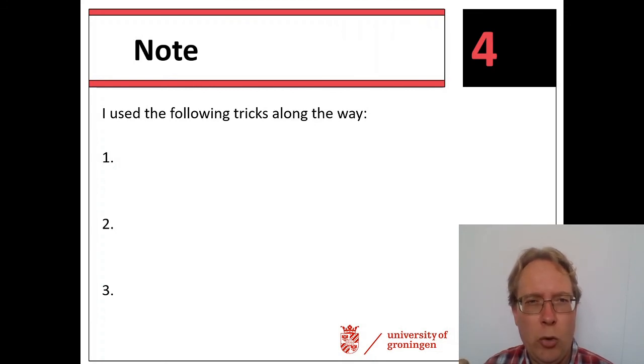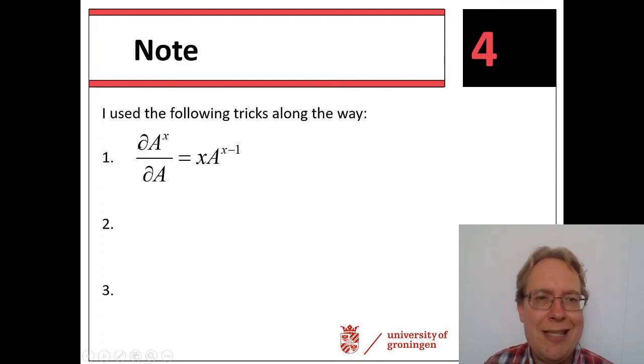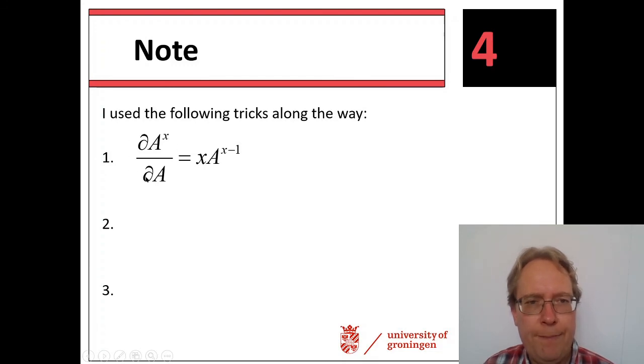If you could not follow all the mathematical steps along the way, here are the ones that I used. If you take a to the power x, take the derivative with respect to a. By the way, this is a way of writing a derivative, right? I should have noted that before, but in mathematics and economics, there are many ways to write a derivative. Just to confuse you, this is one of those ways. A to the power x, the derivative of that with respect to a, is just x times a to the power x minus 1. The power goes in front, and the power decreases by 1.